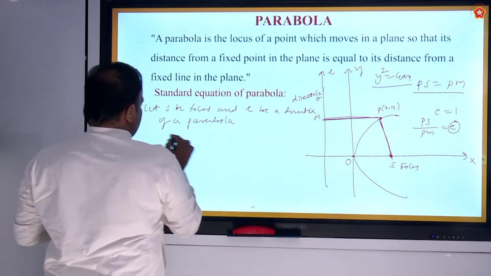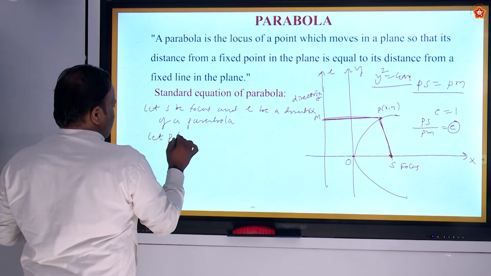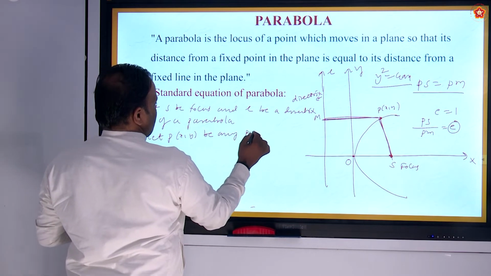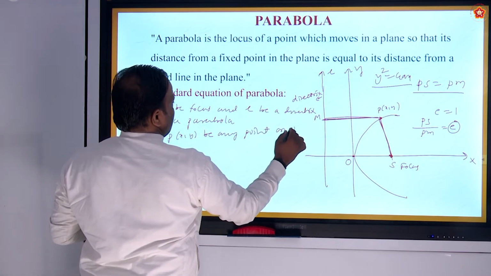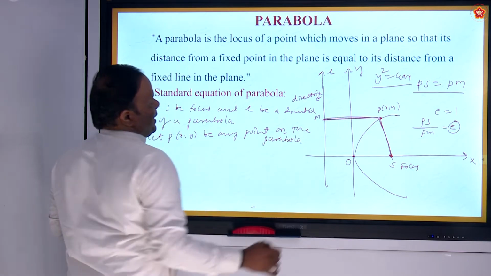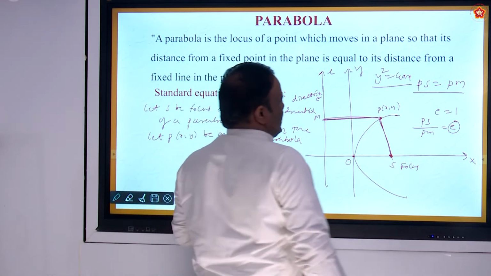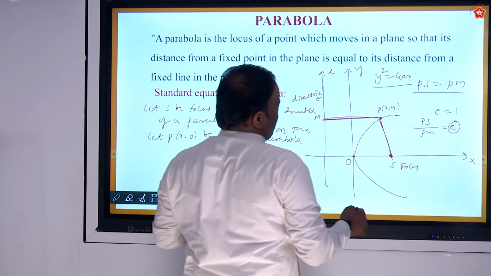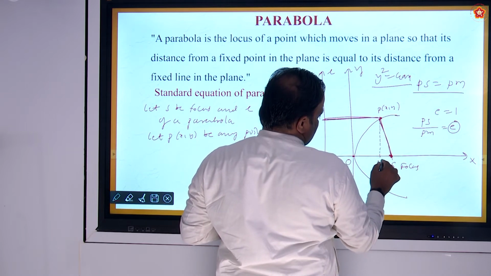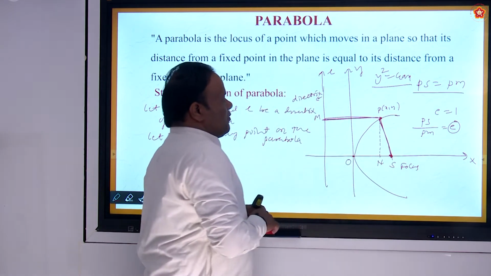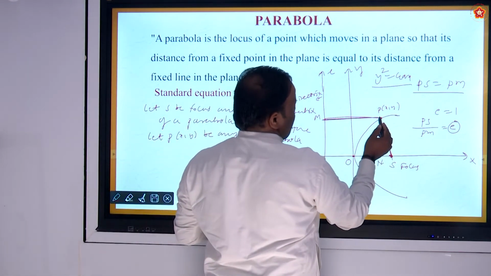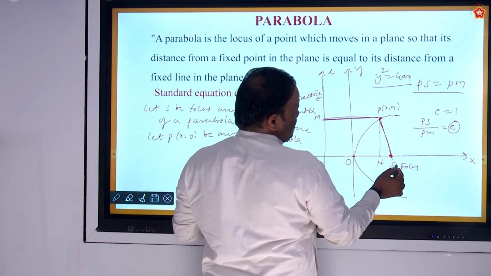Let P x comma y be any point on the parabola. Observe here. So I draw one line here like this. I take N here. Okay, let us see what is N. First, observe here. What is the definition? PS equal to PM. We need PS and PM. Means we need x coordinate.